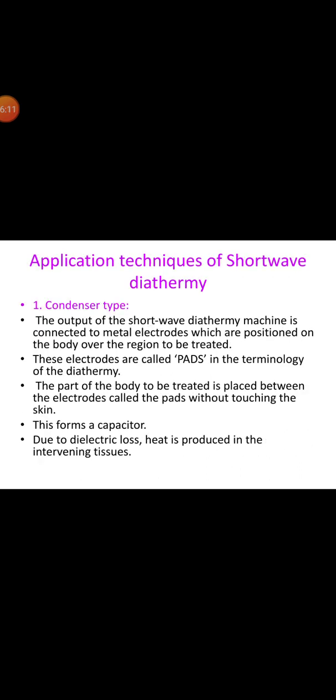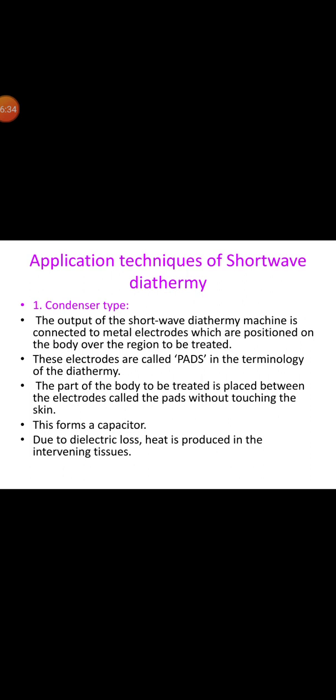Now let us see the applications of short wave diathermy. The first type is the condenser type. The output of the short wave diathermy machine is connected to metal electrodes which are positioned on the body over the region to be treated. These electrodes are called pads in the terminology of diathermy. The part of the body to be treated is placed between the electrodes, called the pads, without touching the skin. This forms the capacitor.